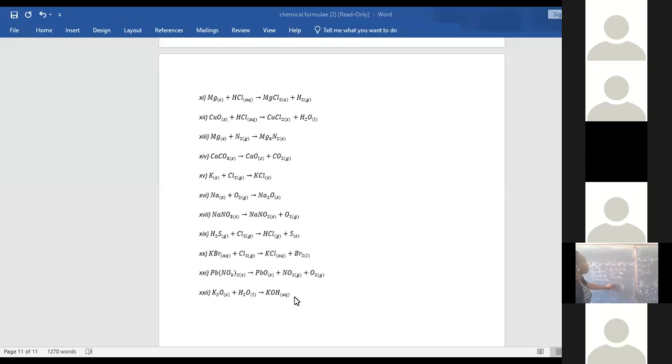Okay, we add them together. This is 1 times 2 to give us 2 oxygen atoms. This is 4 times 2, which is 8. So plus 8. And this is 2. What is the total? 12.